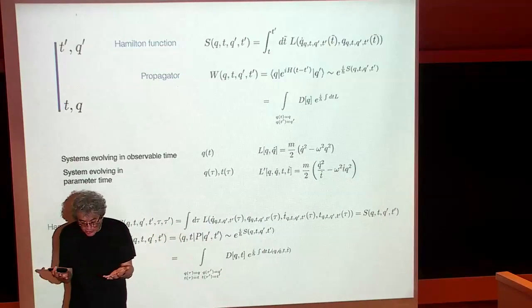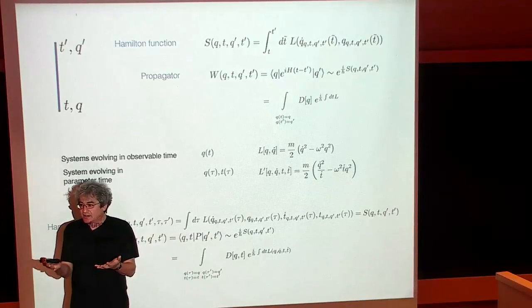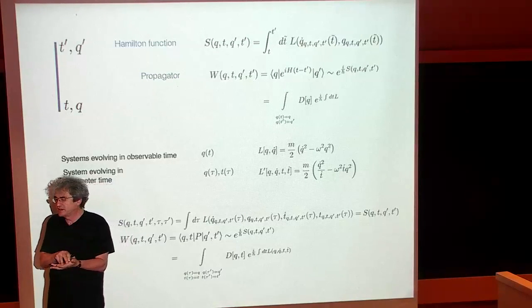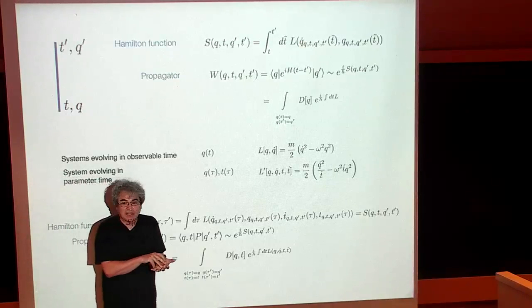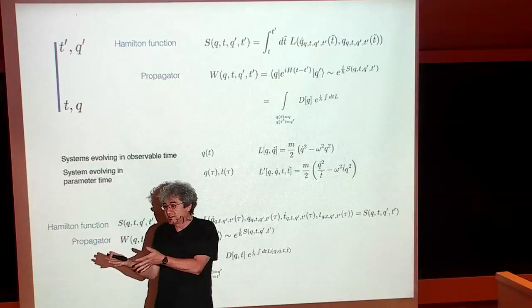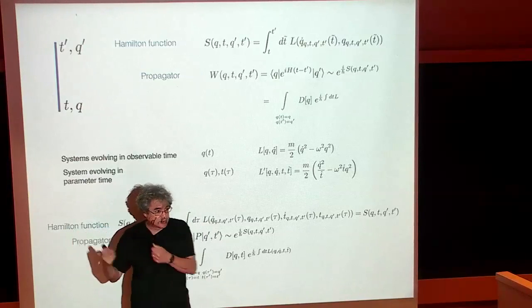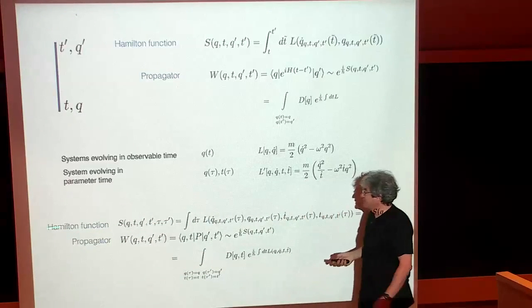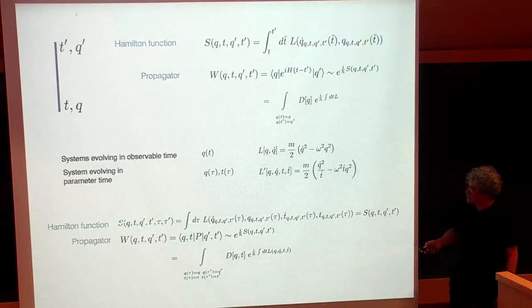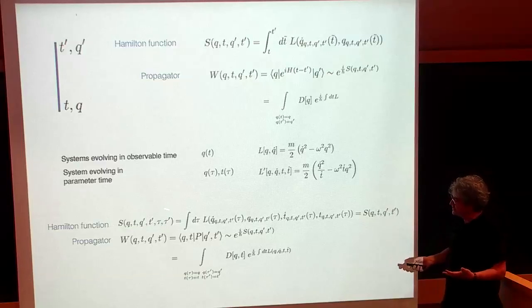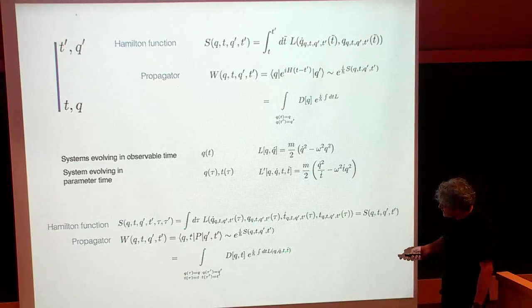If we don't know how to do general relativistic physics, instead of trying to translate our system as much as possible into non-general relativistic language, let's take the general relativistic formulation that works for all systems and use that. And the prototypical example of the quantity of standard classical mechanics that survives in the general relativistic case is the Hamilton function and the propagator.